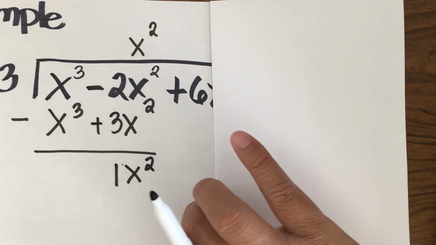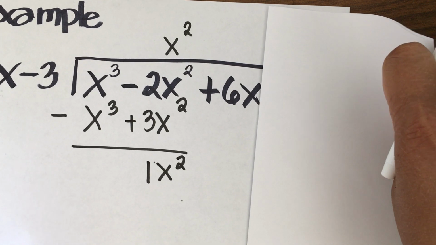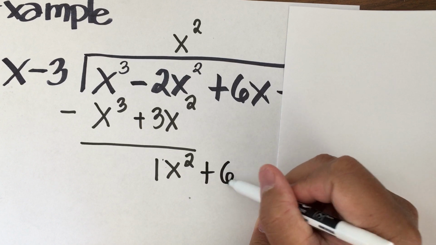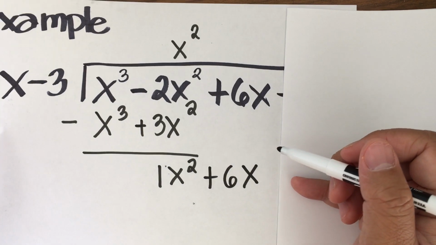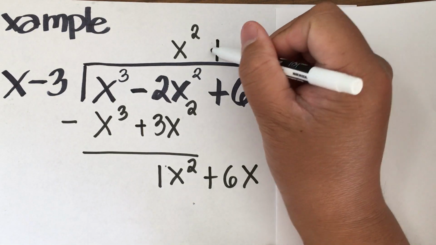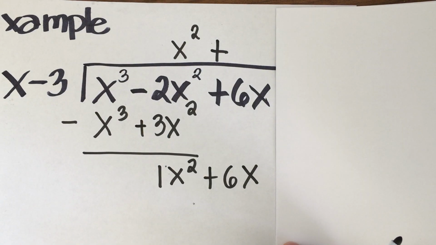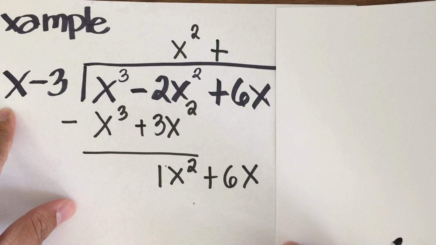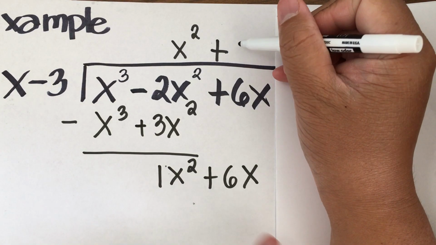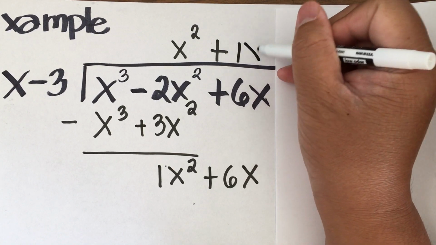What's the next number? The next number is 6x. So we bring down plus 6x. Now our goal again is to look for a term that will give you 1x squared. We have x in here, and our goal is to get 1x squared, so we could always multiply that with x, but for now let's put 1x.